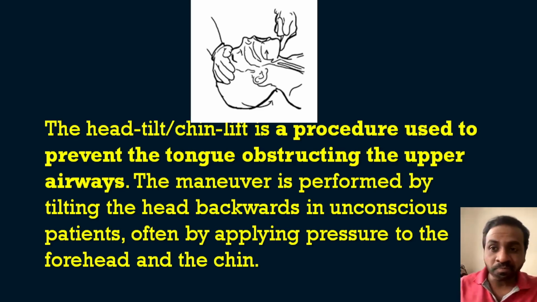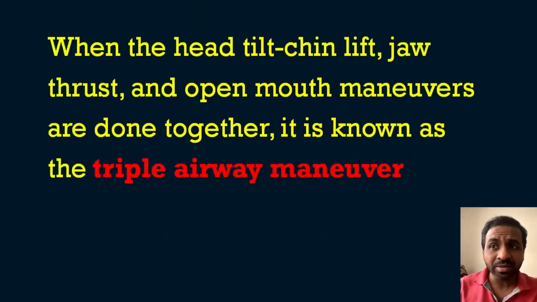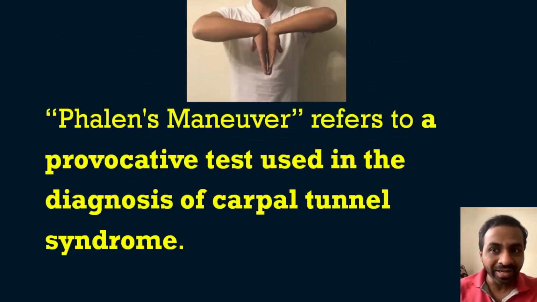These three maneuvers, that means the head tilt chin lift maneuver, the jaw thrust maneuver, and the open mouth maneuver, are done together and known as the triple airway maneuver. This is additional information. And one more option in the beginning was the phalanx maneuver. So what is a phalanx maneuver? This is the way we elicit the phalanx maneuver, and it refers to a provocative test which is used in the diagnosis of CTS, carpal tunnel syndrome.